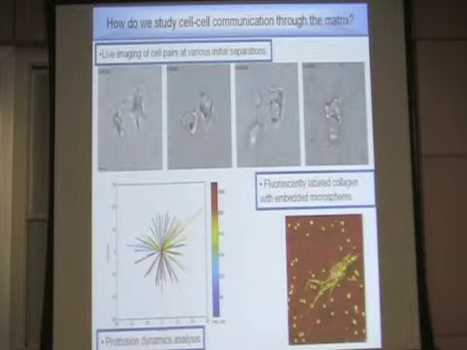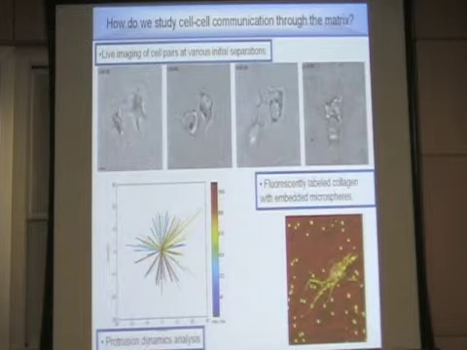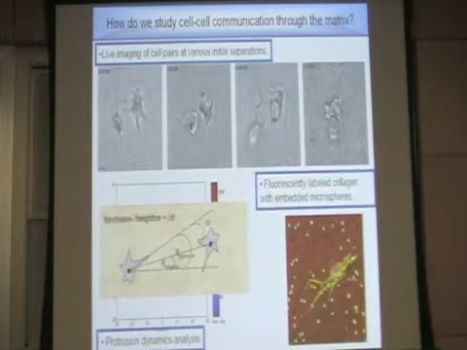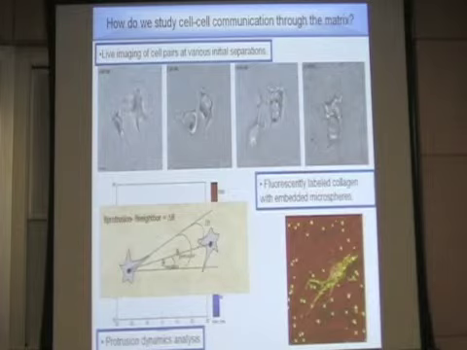Well, right now we're doing live cell imaging of pairs at various separations, and here we have two cells that after 24 hours end up connecting. We look at protrusion dynamics, direction and angle of protrusions over time with respect to a neighboring cell. And we also fluorescently label the collagen and embed microspheres to see how the cells interact with the matrix.